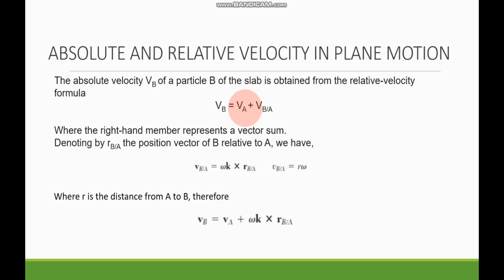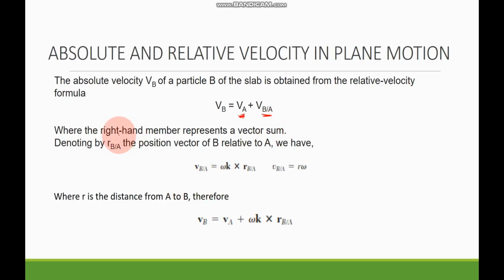So yung ating velocity of A is the translation of the slab with respect to A, and then yung ating velocity of B with respect to A is the rotation of the slab about A and is measured with respect to the axis centered at A. So again, this part represents the translation of the slab with respect to A, and this part shows the rotation of the slab about A.